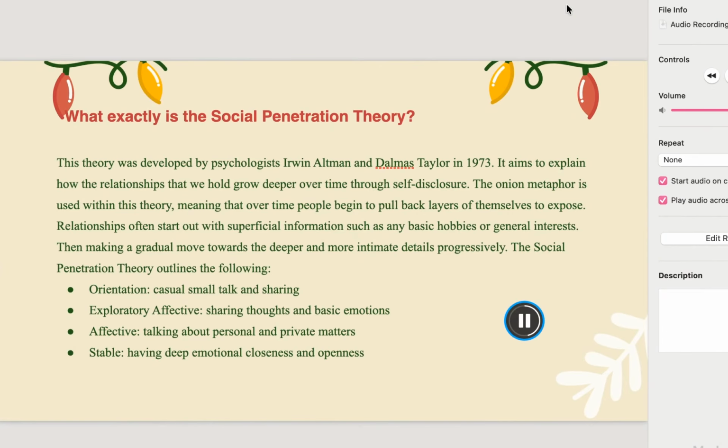Relationships often start out with the more superficial information. These can be things like basic hobbies, general interests, and then they make that gradual move towards the deeper and more intimate details. This theory follows 4 different steps, with the first being orientation, which is again that casual small talk and sharing that we do in the beginning stages. Exploratory affective, which is sharing thoughts and basic emotions. Affective, which is talking about personal and private matters. And moving inward, we have stable, which is when you finally reach that really deep emotional closeness and openness you are experiencing with that person.